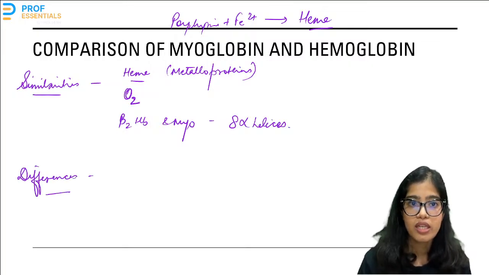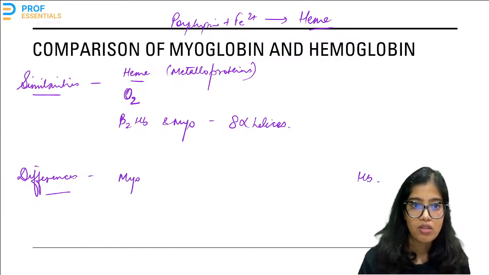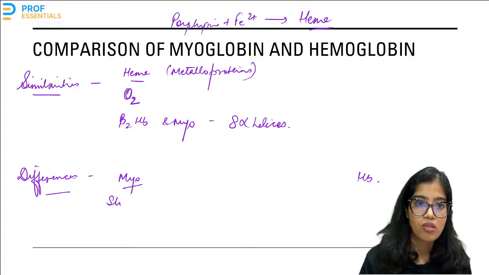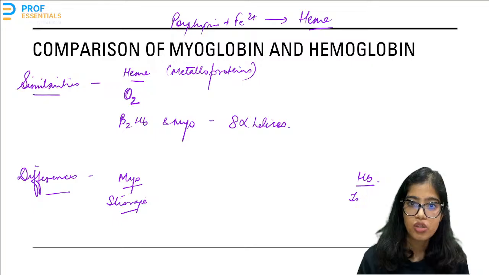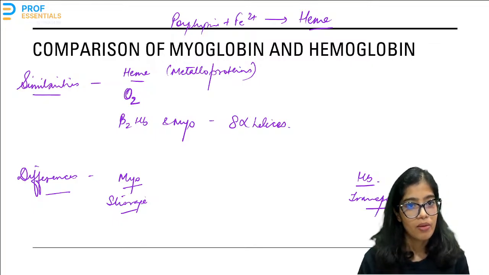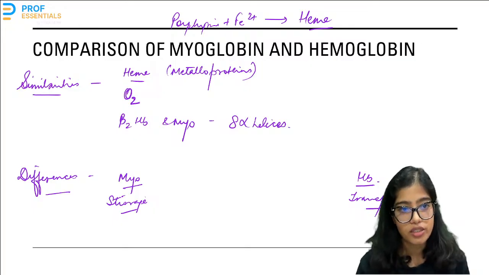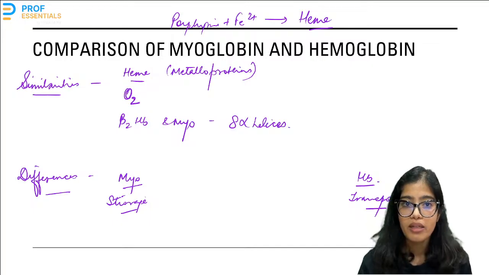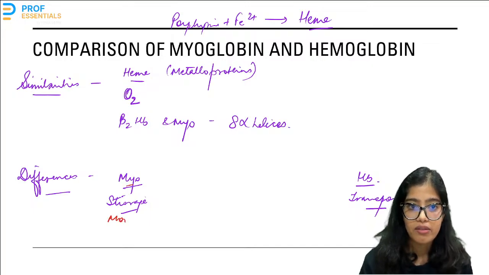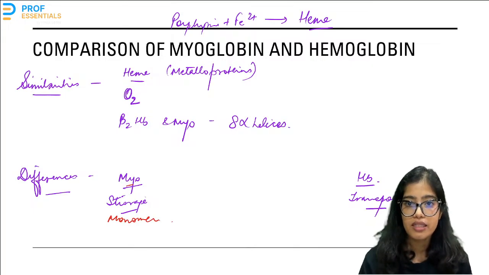Myoglobin is mostly a storage form of oxygen. It is going to store oxygen. Hemoglobin is for oxygen transport and oxygen delivery, because of their nature. Next, myoglobin is a monomer. Hemoglobin is a tetramer.